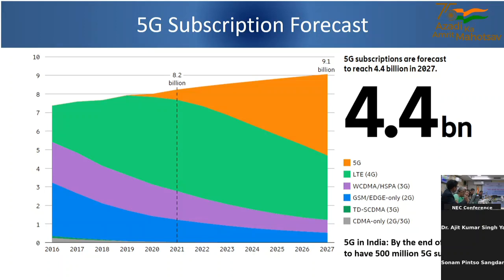So 4G and 5G will coexist for a very, very long time. For example, even 2G is actually coexisting along with 4G as of now. A lot of connections are still there. Our operators will tell that. So 4G will coexist because it's not going to go away on day one. It takes a very, very long time to completely migrate to 5G.